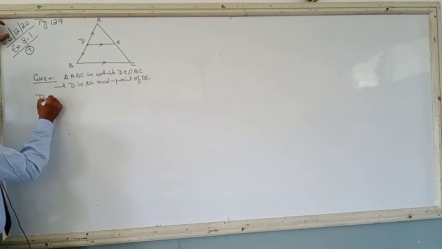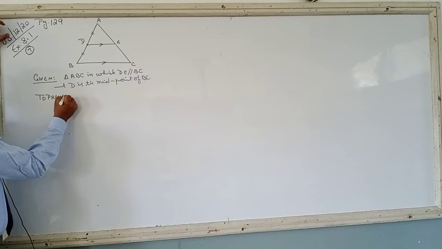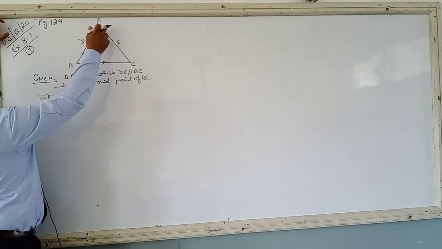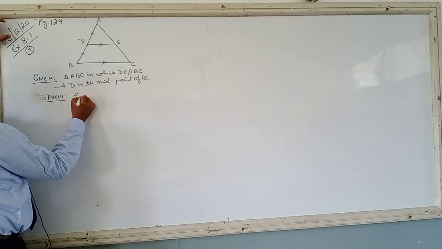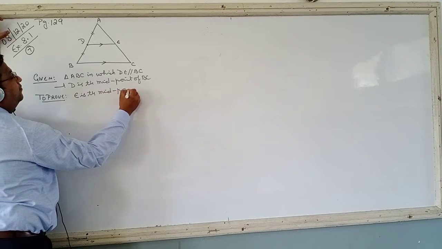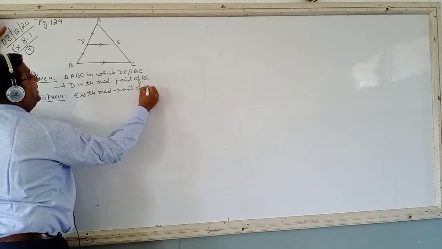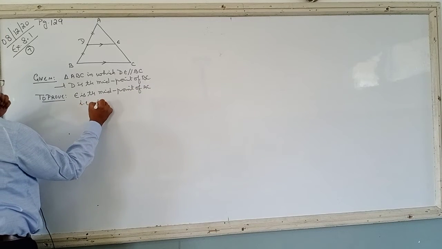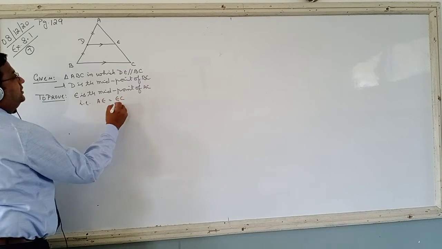What we have to prove? We have to prove that it bisects the third side. We need to prove that E is the midpoint of AC. That is, we need to prove that AE is equal to EC.